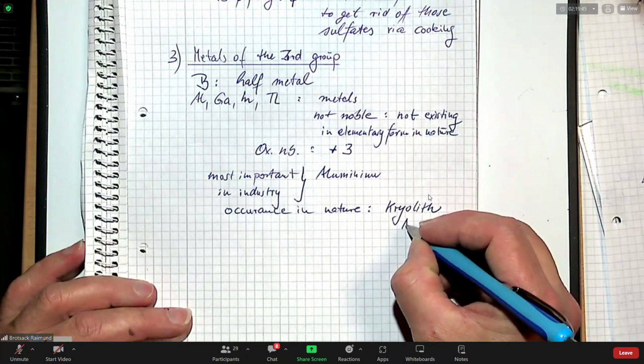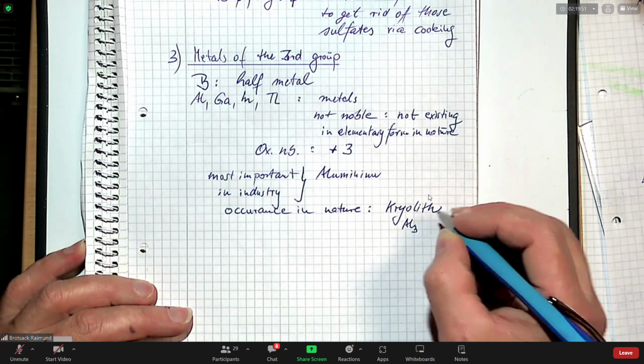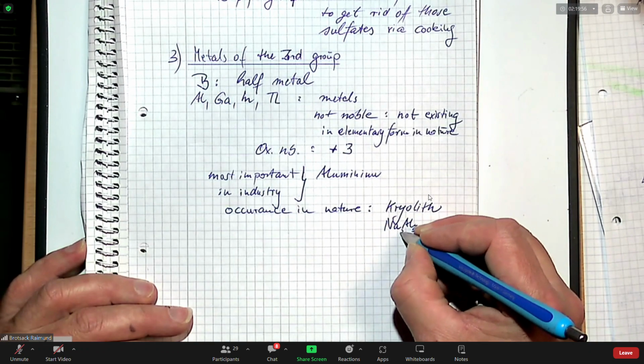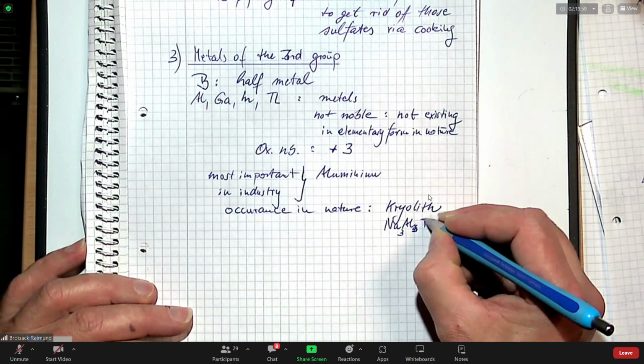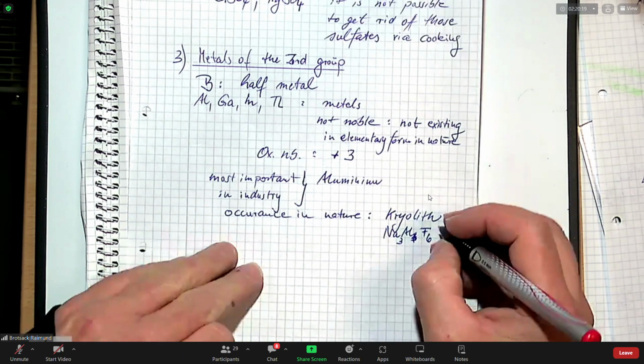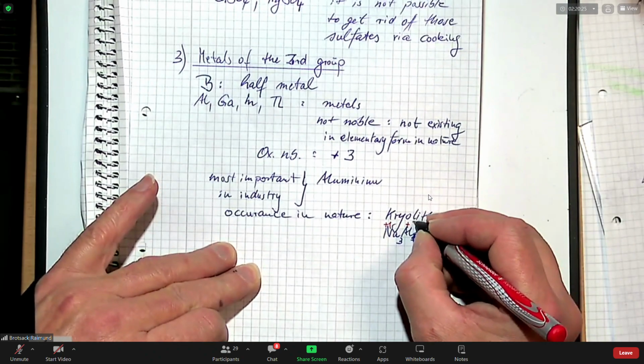And the formula is sodium 3 Al F6, hexafluoride. Well, again, -1 because this is one of the halogens. So 6 times -1, 3 times +1, +3. -6, +3 so here +3 remains.